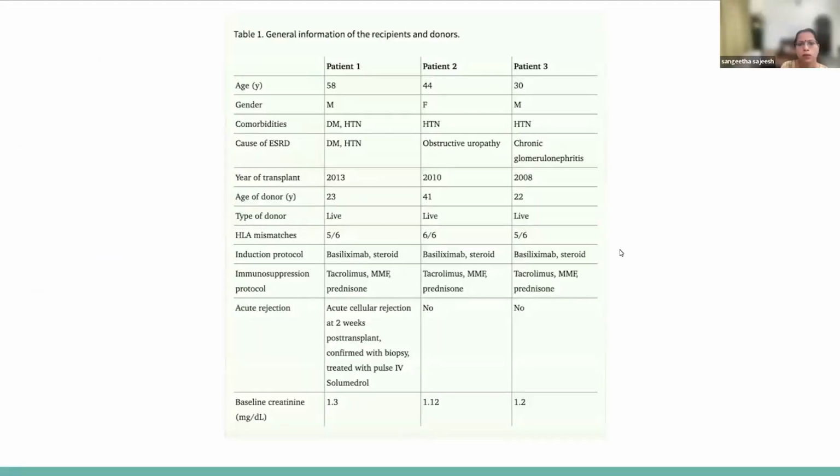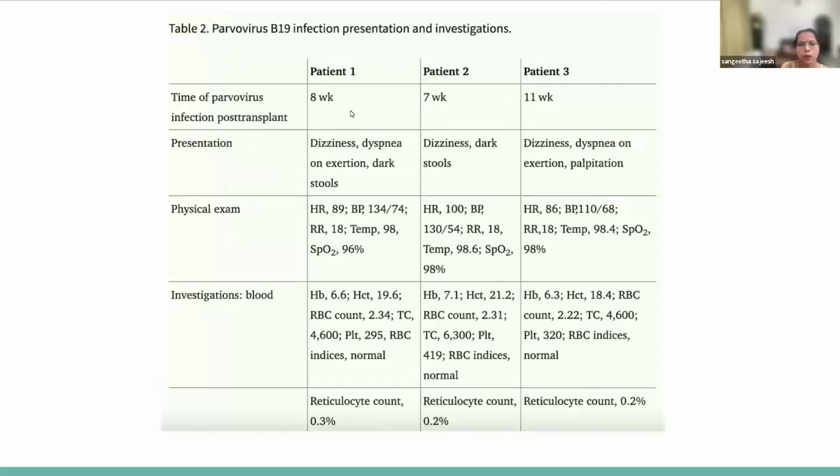So these were all living related donor transplants, with the same induction protocol of basiliximab and steroid, and an almost similar immunosuppression protocol: tacrolimus, MMF, and prednisolone. In these patients, you can see that parvovirus infection occurred post-transplant at 8 to 11 weeks. The report showed severe anemia with hemoglobin 6.6, and the retic count was very low, 0.3, 0.2, etc.